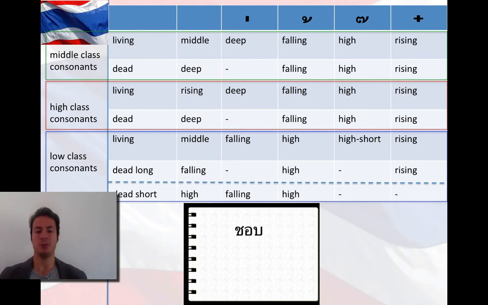Then we have a third example. Chao, chao, falling tone. Why is it a falling tone? Because it's a low class consonant here in blue and no tone mark whatsoever. So it's actually the natural tone. It is the natural tone of this syllable, which we already knew without learning the tone marks. But here again, as a supplement.